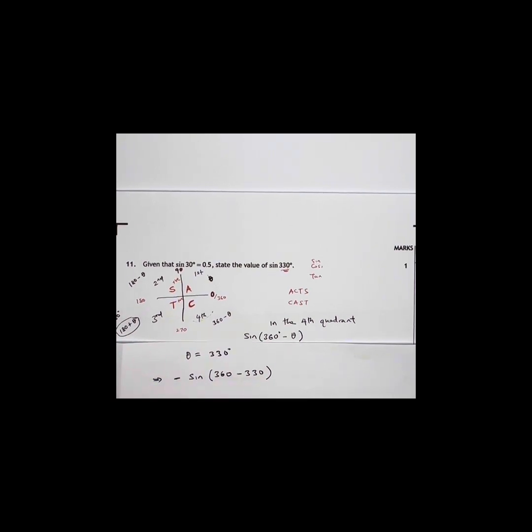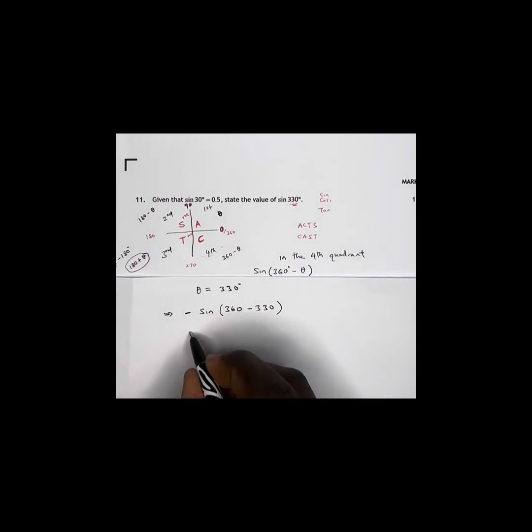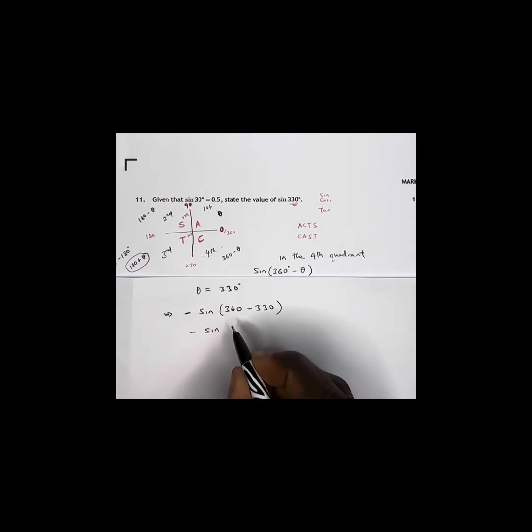So what do we have? We're going to have negative sine of 360 minus 330, so 30 degrees. In the question we already know the value of sine 30 degrees is 0.5. So our answer therefore becomes minus 0.5. So that's it.